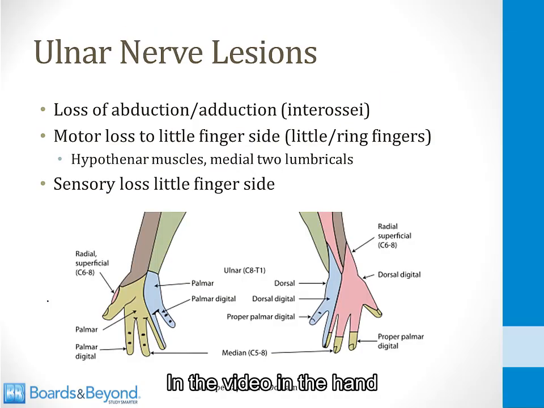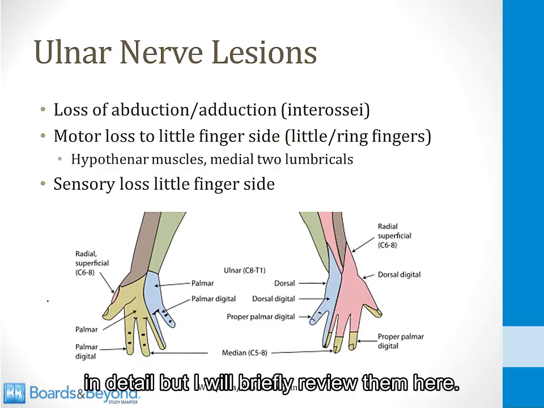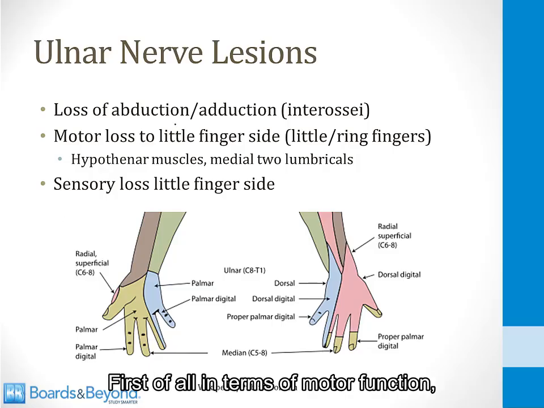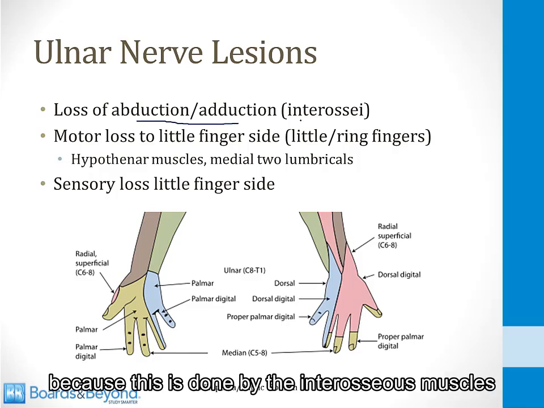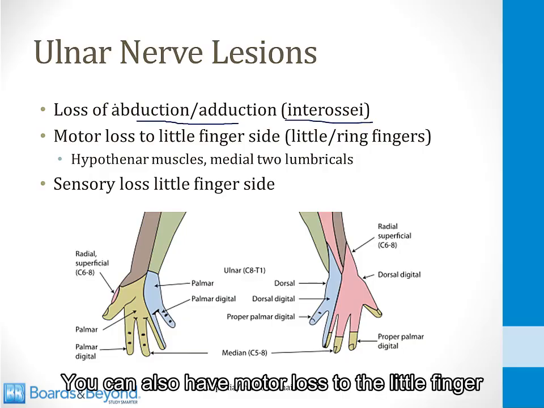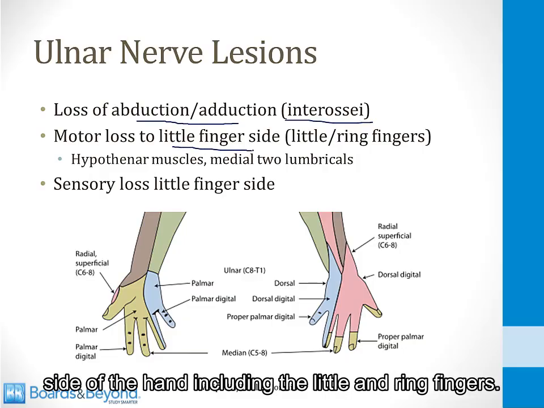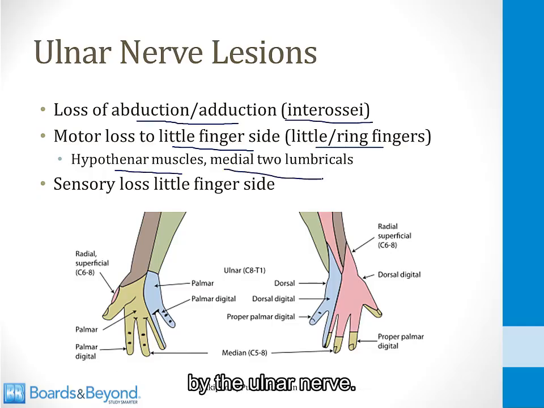In the video on the hand, I discussed the clinical findings of an ulnar nerve lesion in detail, but I will briefly review them here. First of all, in terms of motor function, you can lose abduction and adduction of the fingers because this is done by the interosseous muscles, which are innervated by the ulnar nerve. You can also have motor loss to the little finger side of the hand, including the little and ring fingers. This is because the hypothenar muscles and the medial two lumbricals are innervated by the ulnar nerve.